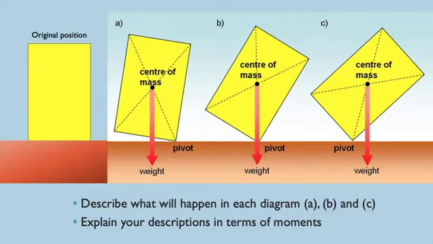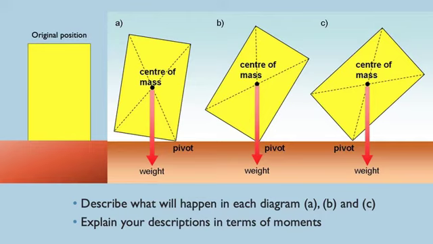So have a look at these 4 diagrams here. So we've got a block in its original position. Then we've got positions A, B and C at different sort of topples, I suppose. And what do you think might happen to them? So you might even want to do this. Describe what you think will happen in each diagram at A, B and C. And then if you can explain your description in terms of moments, that's perfect. Okay, so you might want to do that. If you do, then pause the video and you can have a go, and I'll go through it with you in a second.